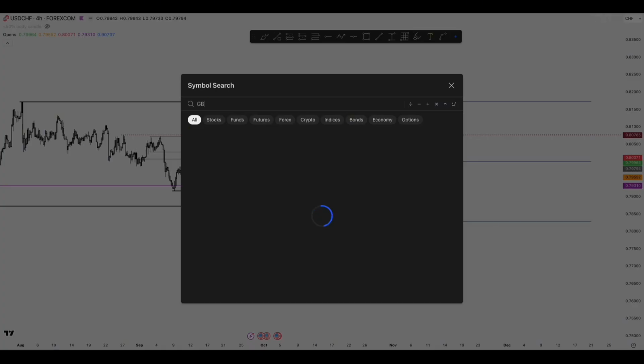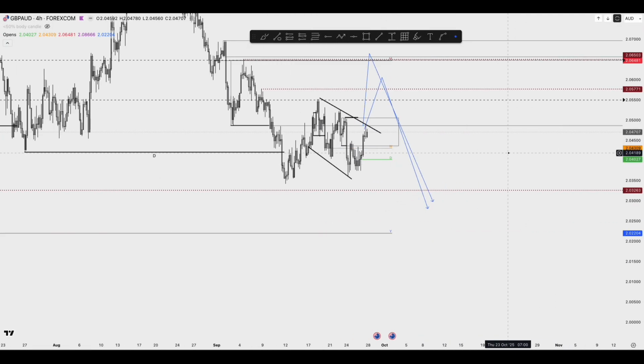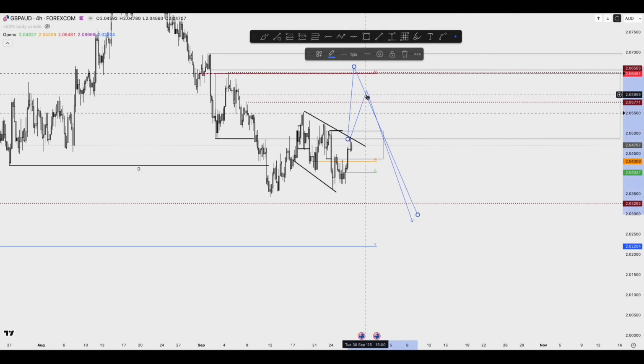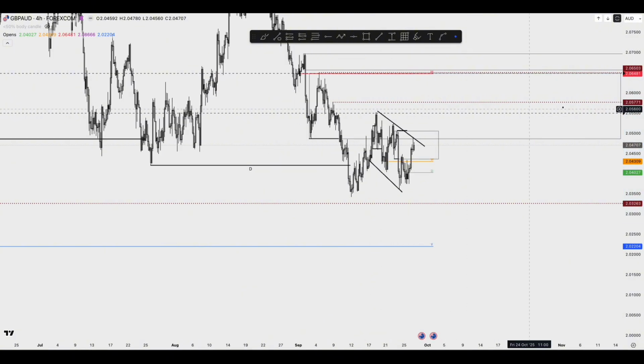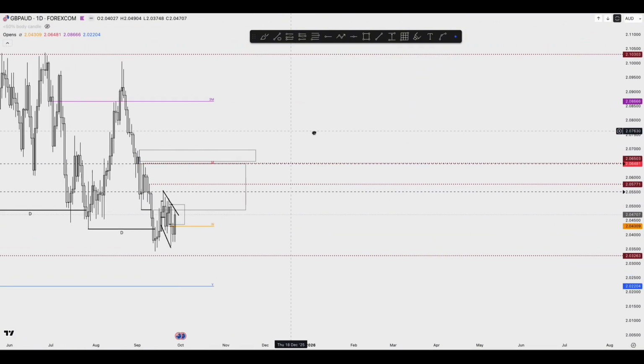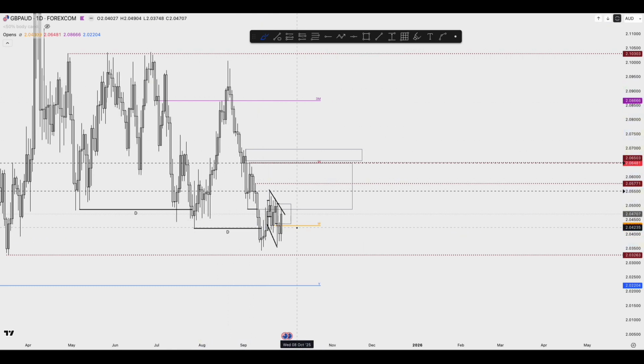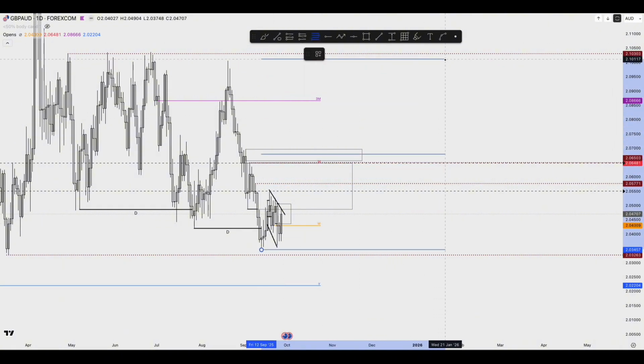The next pair would be the GBP Aussie dollar. What can I say about this? First of all, you can see that we are also in a downtrend on the daily. You can see here we have an up and a down, here the break of structure. This means we expect a pullback, exactly like before, into the 50% of the range.